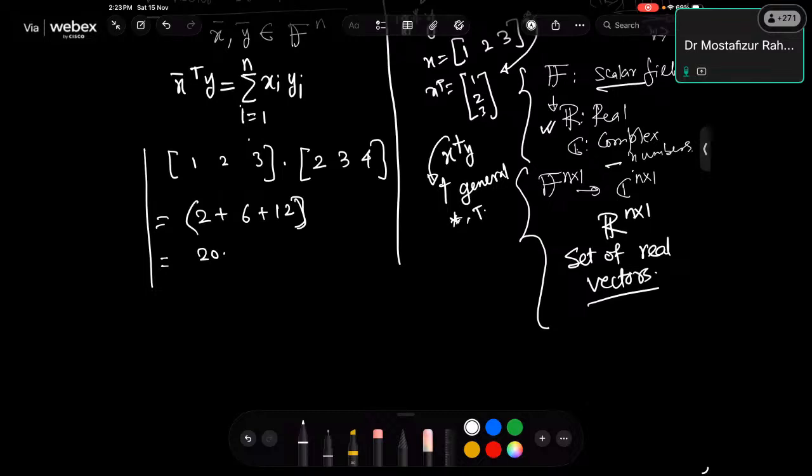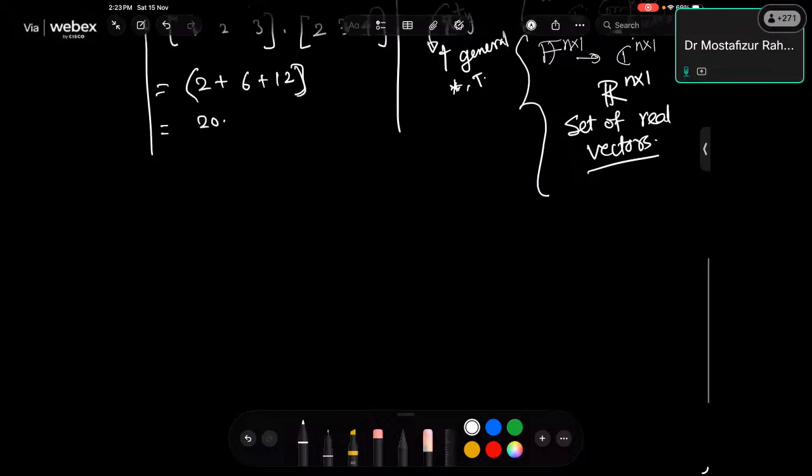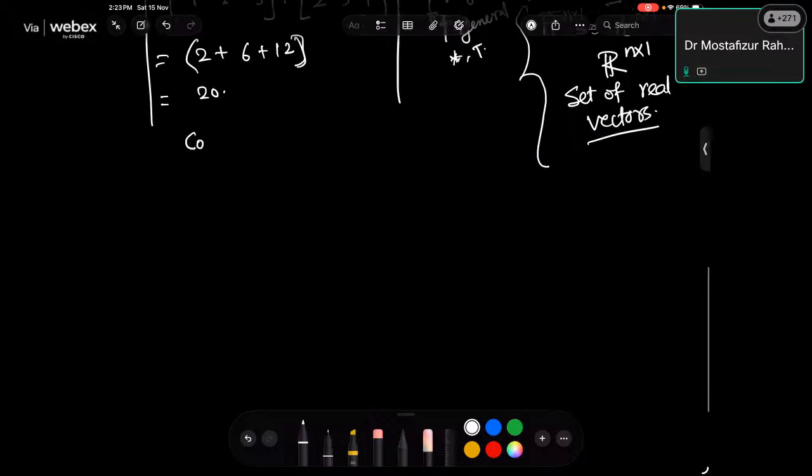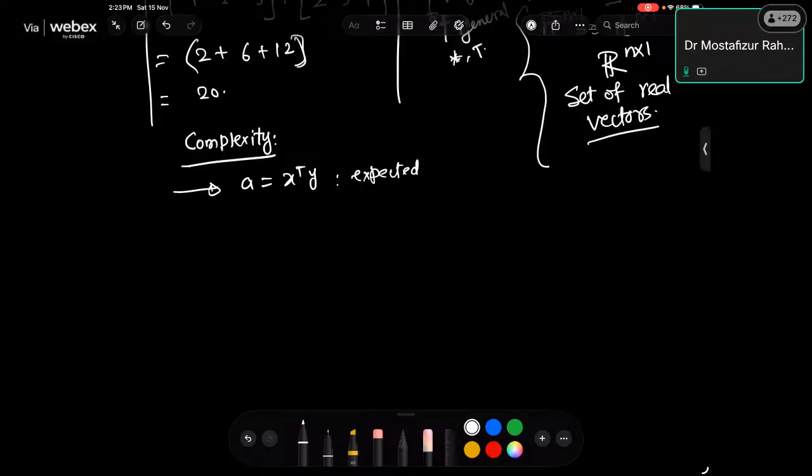Now, what is the complexity of doing this, right? So what do I have to do? I have to calculate this. Suppose A equals X transpose Y. This is the expected output. And what are the inputs? Inputs are X bar and Y bar. These two vectors are the inputs.